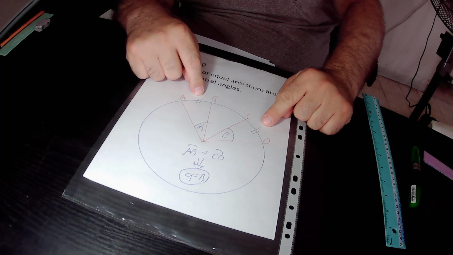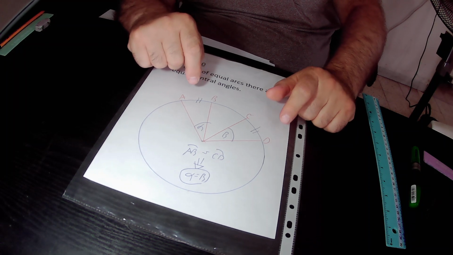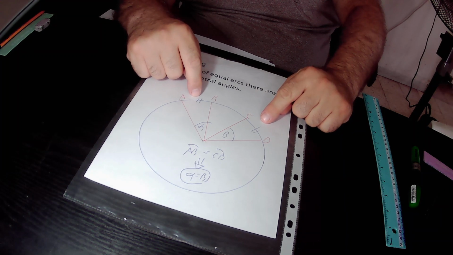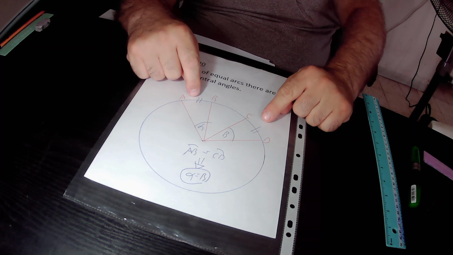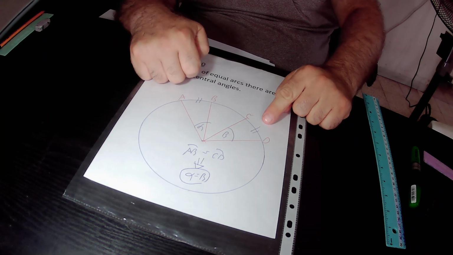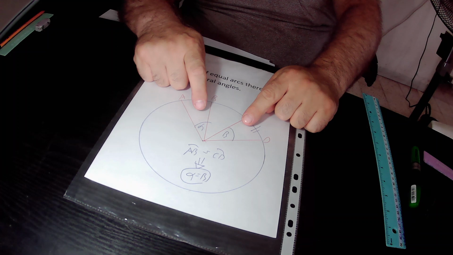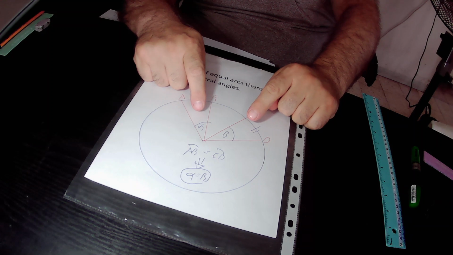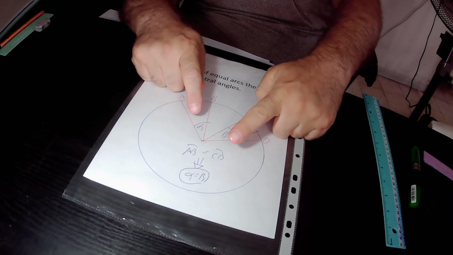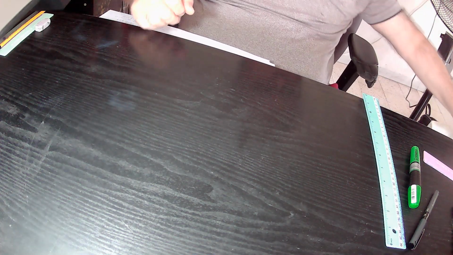According to rule 20, because arc AB equals arc CD, in front of those two equal arcs we have equal central angles. In front of arc AB we have this central angle alpha, and in front of arc CD we have this central angle beta. According to rule 20, they are equal to each other. That is to say, alpha equals beta. So we can implement rule 20 in our drawing.